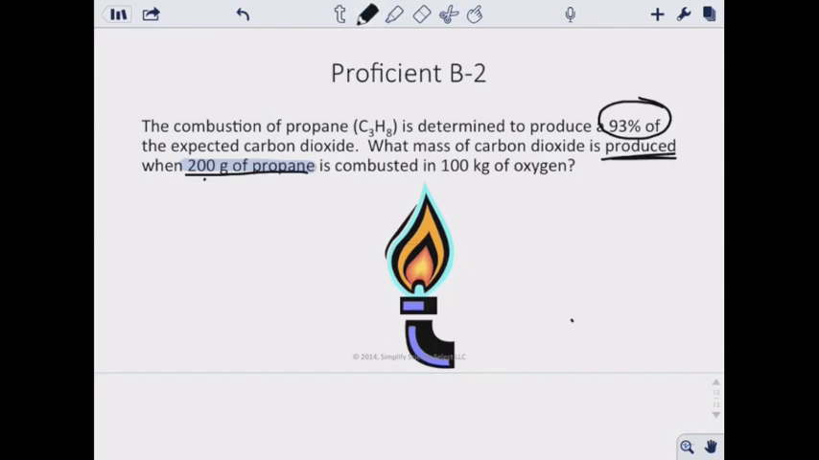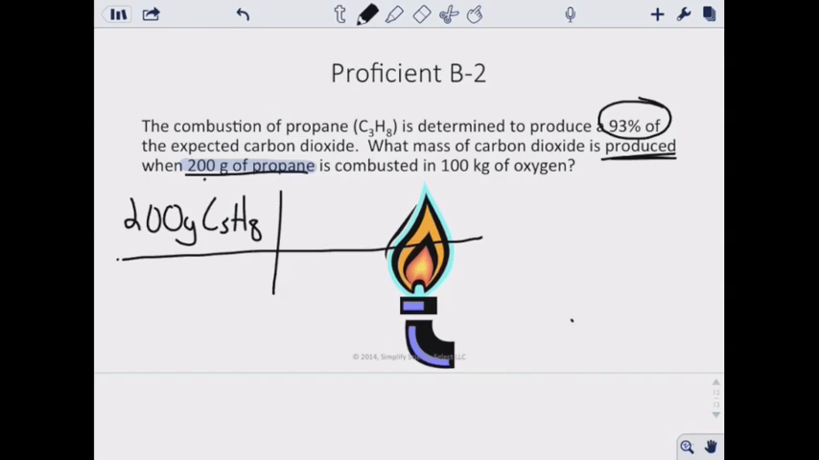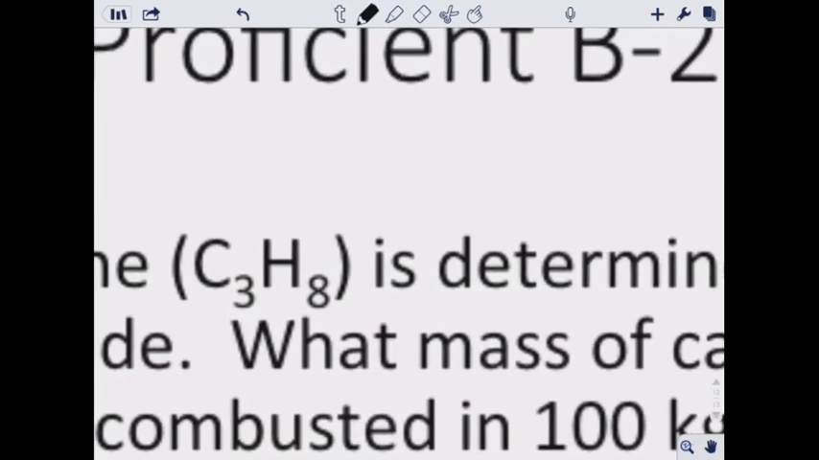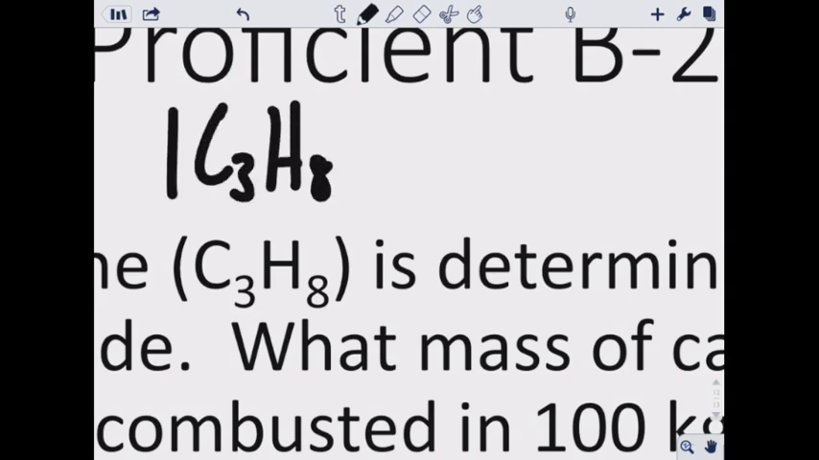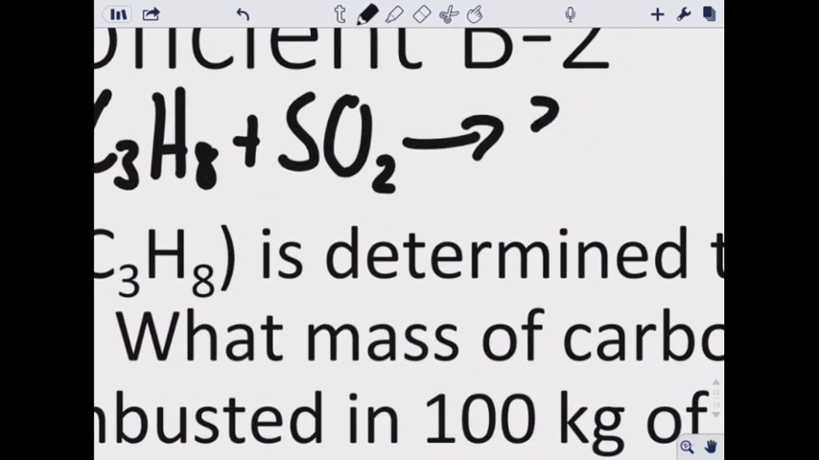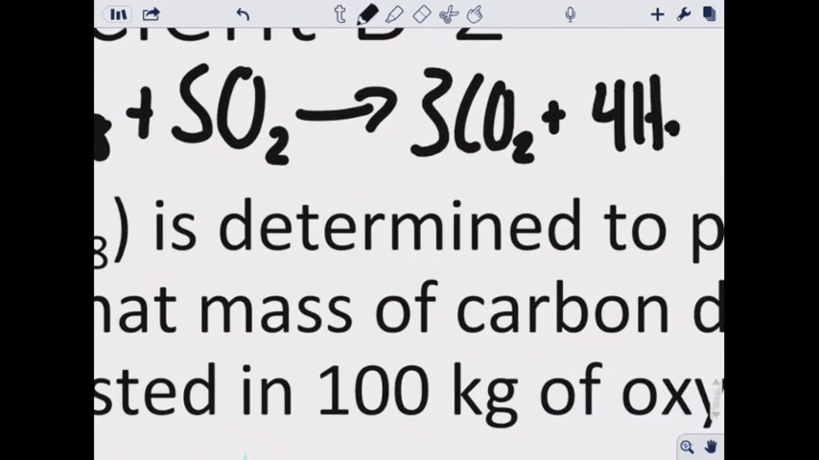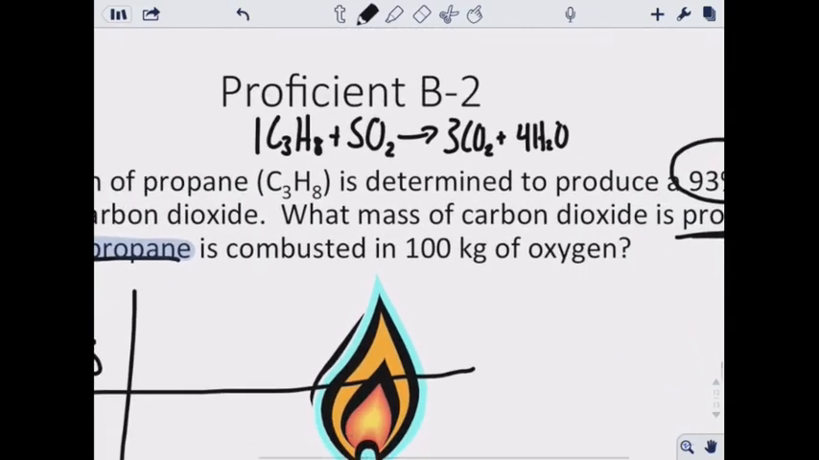So what we can do here is go ahead and work this out. So we have 200 grams of C3H8. Remember, whenever it says grams, what do we need? We need the molar mass, and we need to know how many moles are in a reaction. Well, how do we get that? We have to have a balanced chemical equation. So let's go ahead and do that. Our balanced chemical equation is that 1 mole of C3H8 reacts with 5 moles of O2 to produce 3 moles of CO2 plus 4 moles of H2O. Okay, there's our balanced chemical equation.